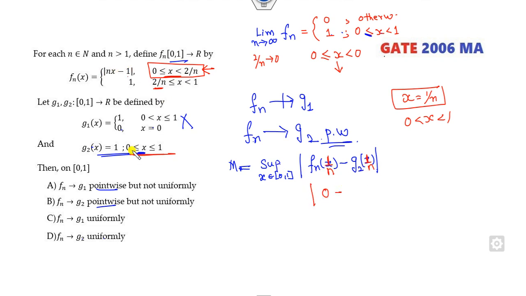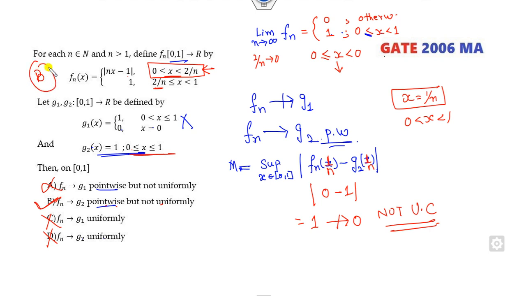Minus, what is the G2? 1 over n is 1. So what is that? It does not go to 0. It means it is not uniformly convergent, so this option is cancelled out. Fn converges to the G2 pointwise but not uniformly. The right option is B.